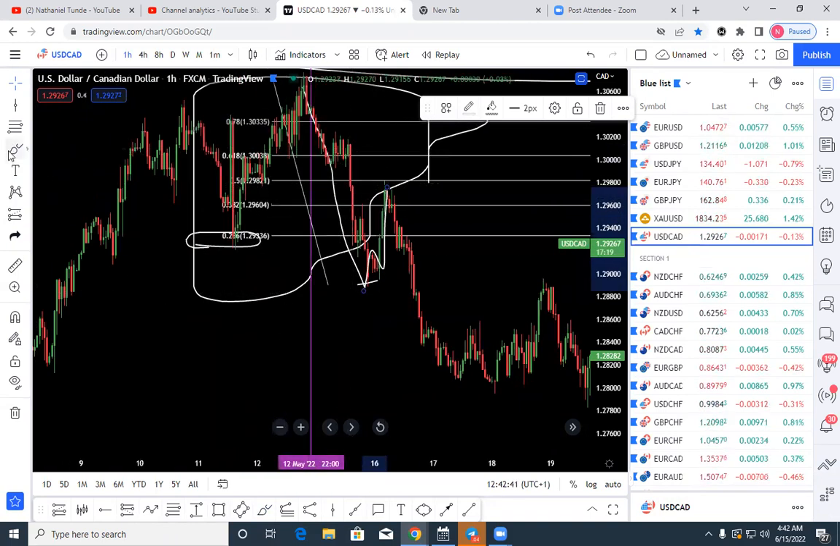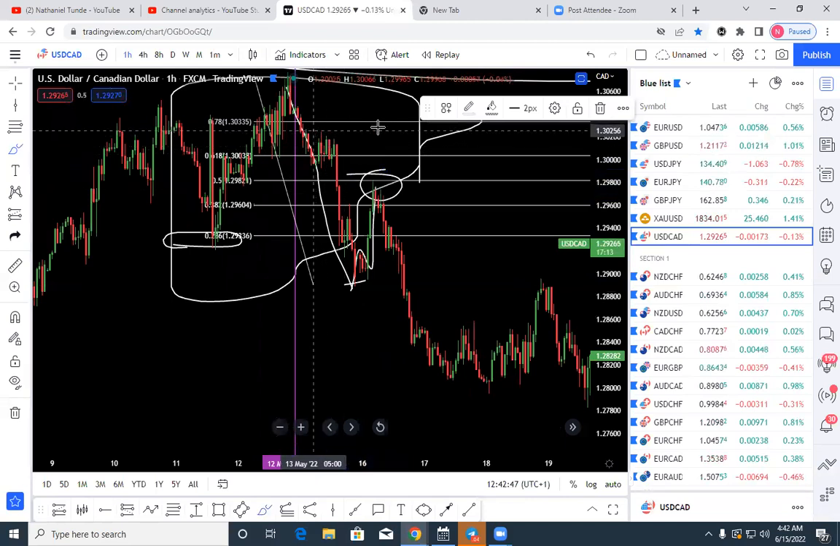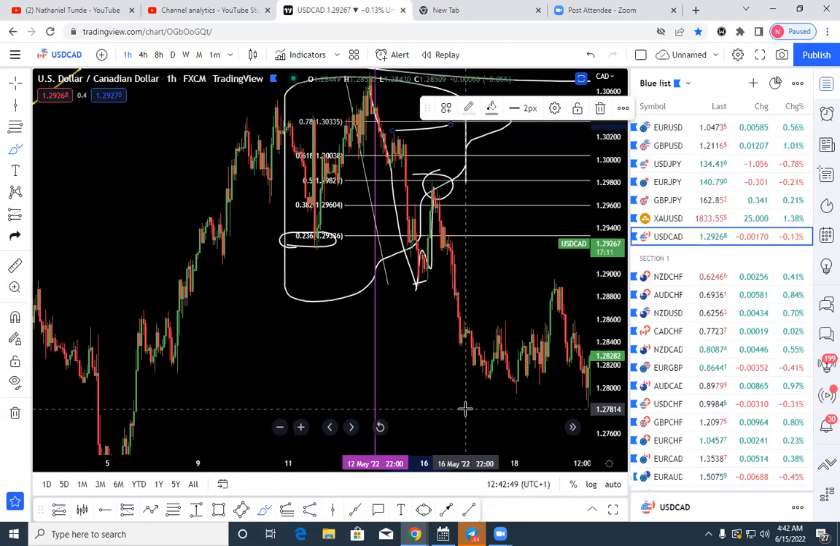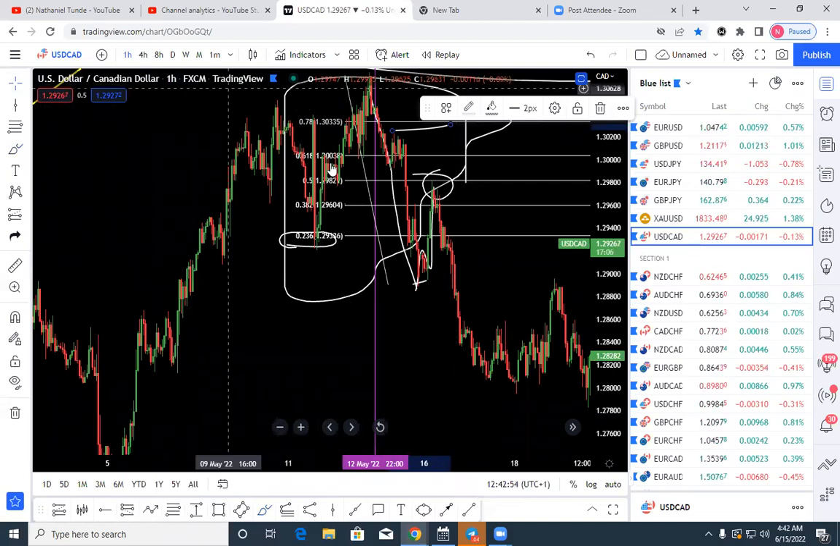And you got into where? 50 to 61.8, 50%. So you are good to go. If you put your stop loss here, boom, you catch this. Simple.